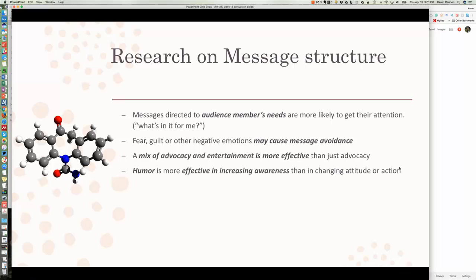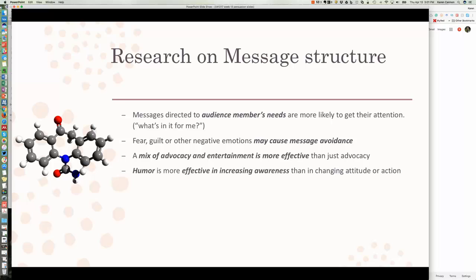When you are creating messages to advocate and persuade, you want to think about using both something that's advocative, but also something that's entertaining, that has an element of humor, because as you can see, there is some benefit in using humor. Although one of the things that the research says is that humor is more effective in just increasing awareness rather than getting people to change an opinion or change an attitude or take some kind of action.